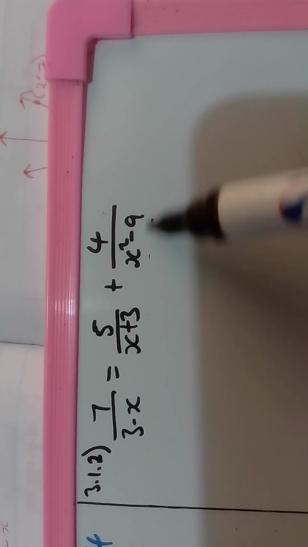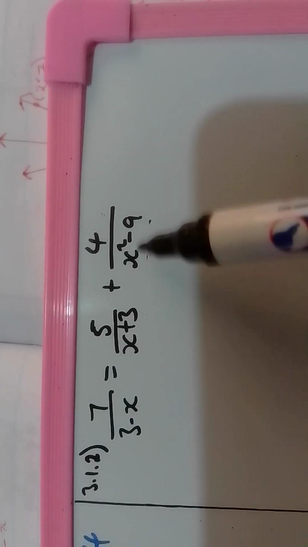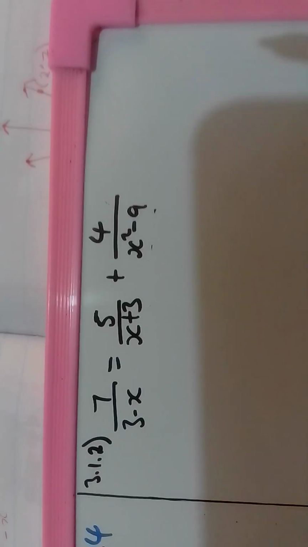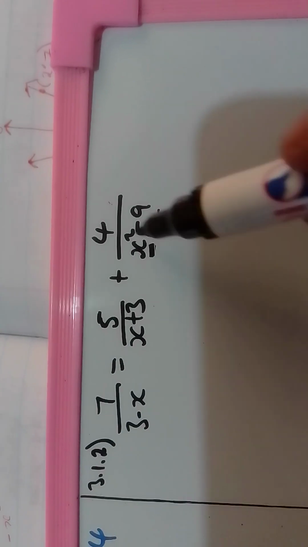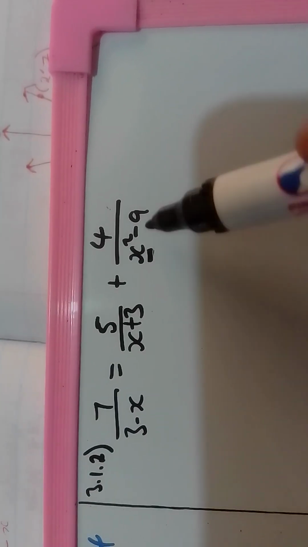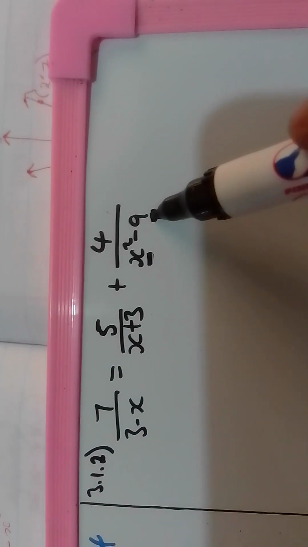We must first factorize this x squared minus 9. But this is a difference of two squares. How do we know that? Because when you say square root of x squared, you get x. And when you say square root of 9, you get 3.